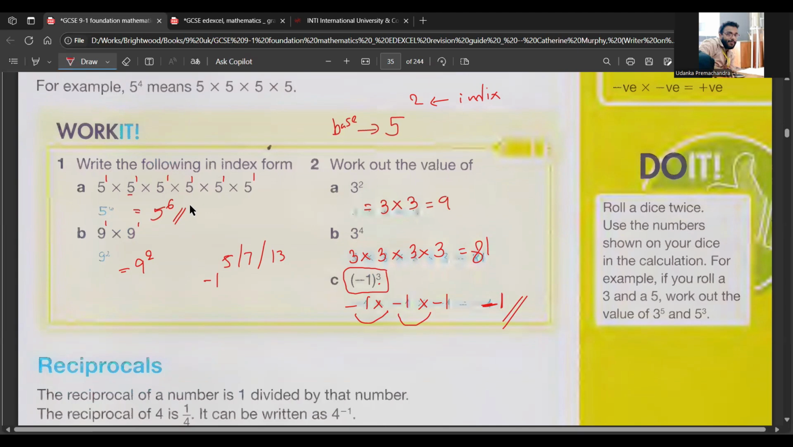Minus. If they are having even power, like 2, 4, 20,000, 100, anything, it becomes what? Plus. Okay, keep in mind. Just write down these things also.